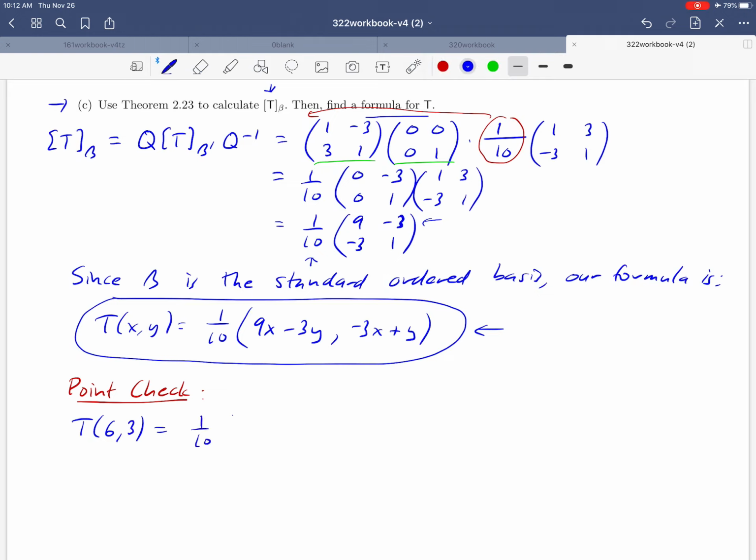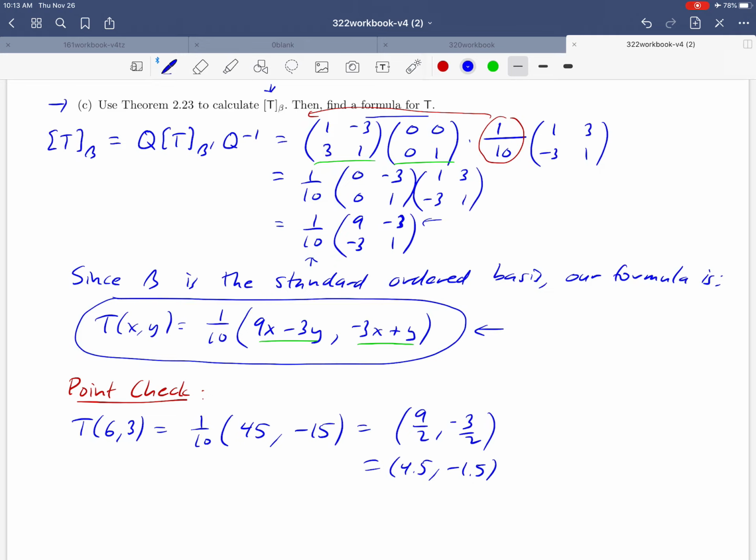We're going to get 1/10 times, okay, and then we're going to plug in x equals 6 and y equals 3, so 9 times 6 minus 3 times 3, that's going to give us 45, I believe. All right, and then into this coordinate, so negative 3 times 6 plus 3, that's going to give us a negative 15. Okay, and if we do the arithmetic, 9 halves and negative 3 halves, or if we like decimals, that's going to be 4.5 and negative 1.5.